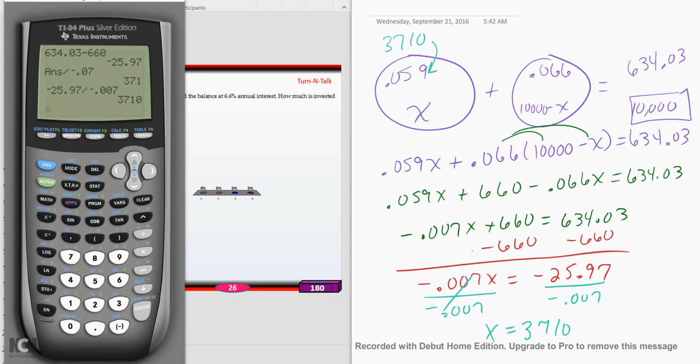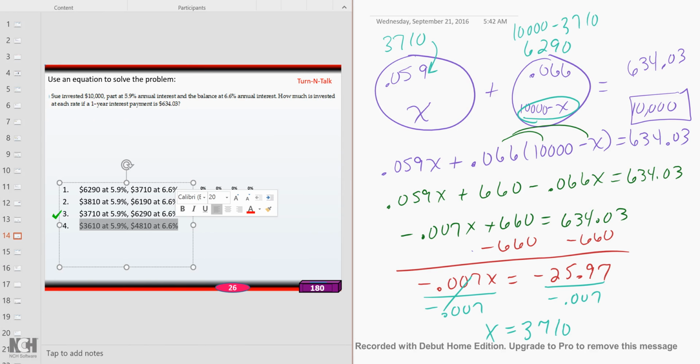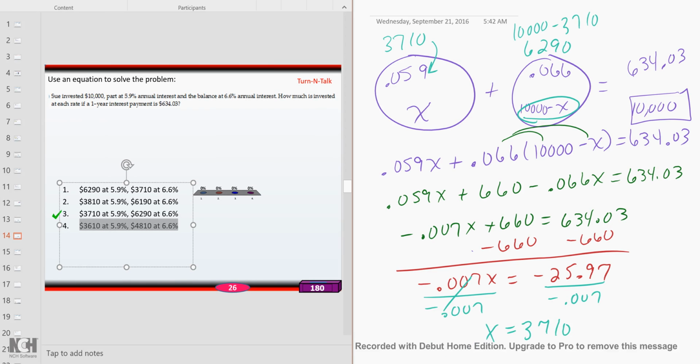So I'm going to invest $3,710 at this interest rate, and to get how much to invest here, you take 10,000 minus your x. So if I take 10,000 minus 3,710, I get 6,290, which is my answer. Oops, sorry, I'm making a mess. Not that, that. Okay. All right.